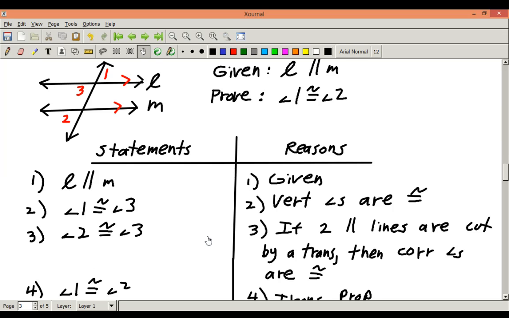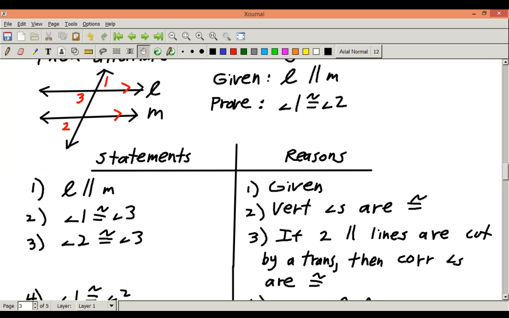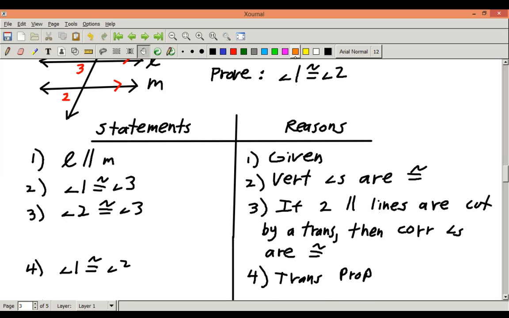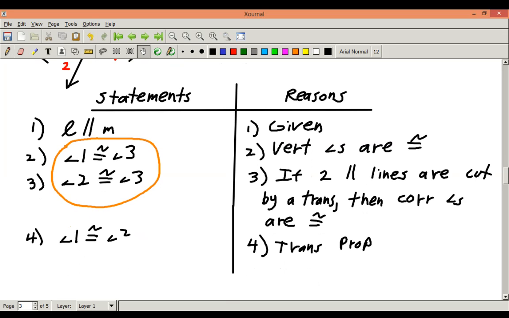And then our fourth statement, we're going to conclude what we're trying to prove. Angle 1 is congruent to angle 2. And again, look at these two statements taken together and see that angle 1 is congruent to angle 3 and angle 3 is congruent to angle 2. So angle 1 must be congruent to angle 2 by the transitive property. So that proof is very similar to the one we just did with alternate interior angles. Okay, we got one more proof to go through today.